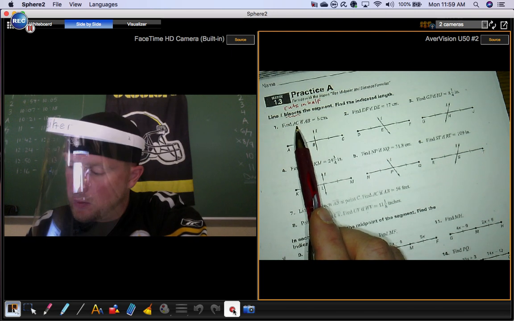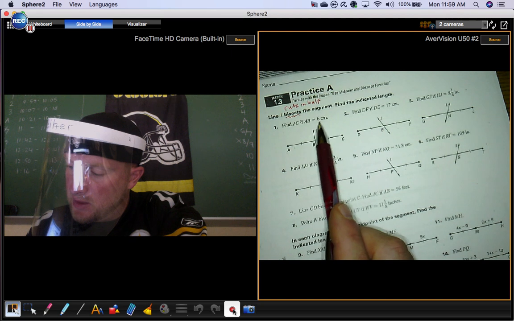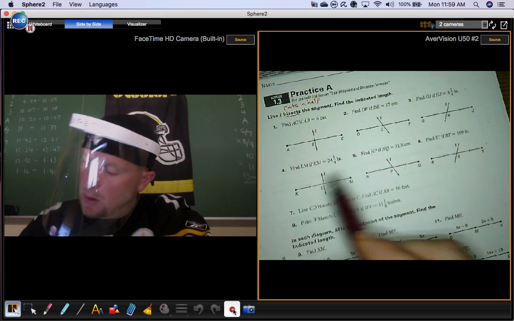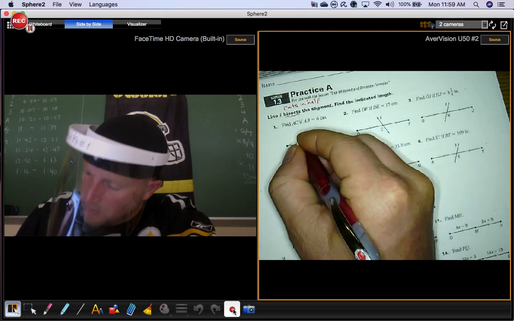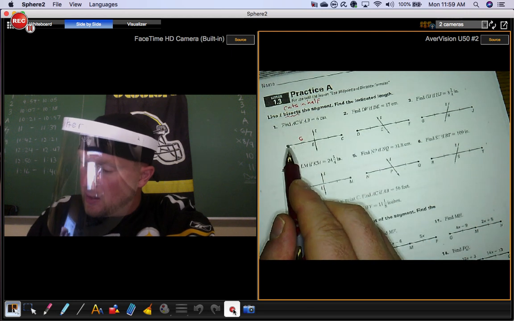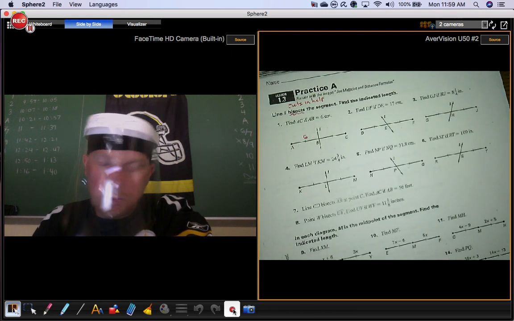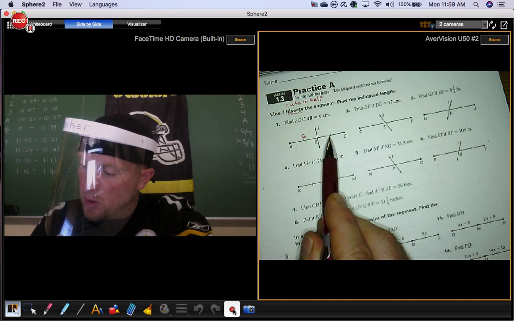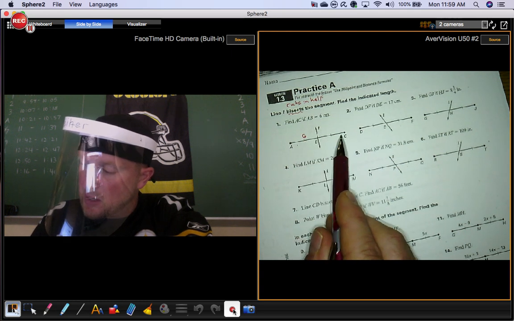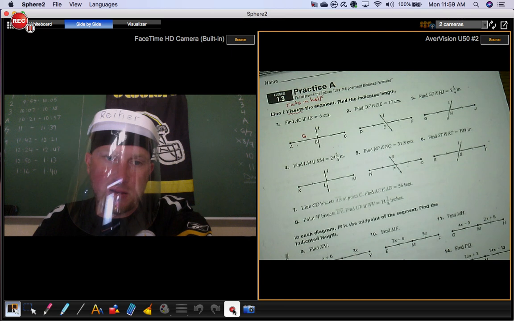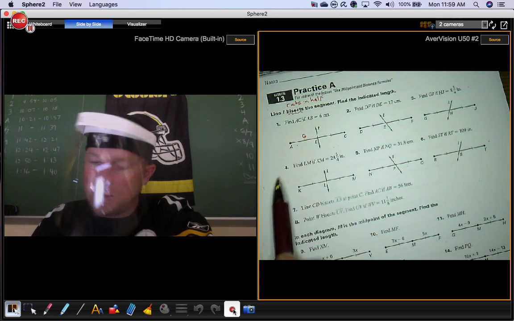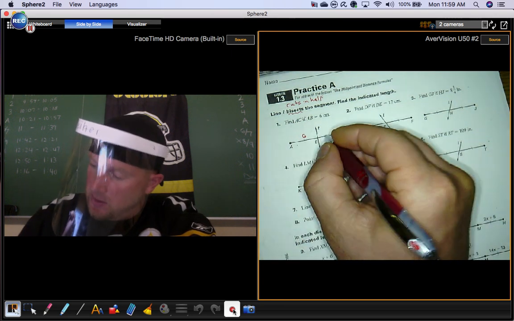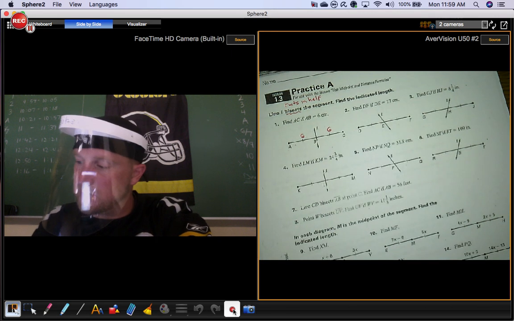That's what that means. If the distance from A to B is 6. So A to B is 6. I'll kind of put that length in there. That's how long that is. Now remember these marks. These matching marks tell you that these two segments right here are the same exact length. So if A to B is 6, B to C is also 6.